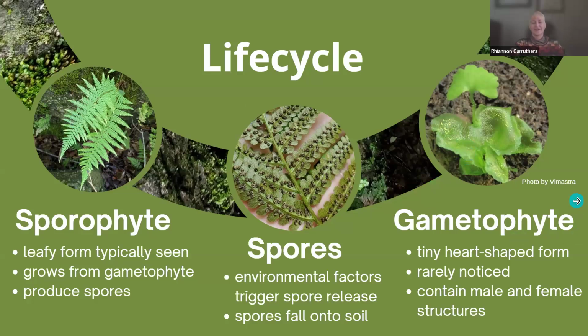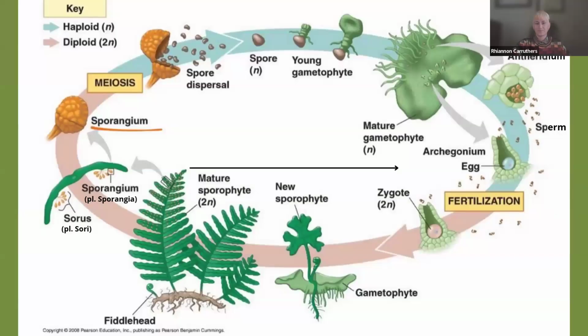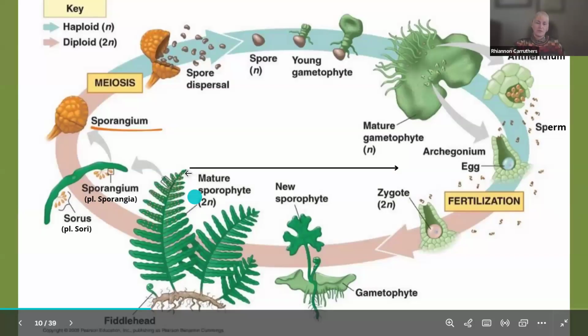So for this next slide, I'm going to go into a bit about the science of the reproduction of ferns. If you're just interested in finding ferns, don't worry about this next slide. But if you're interested in learning about the reproduction, there's some really interesting parts here. So starting with the mature sporophyte, this is what's known as a diploid generation. So this whole section is diploid, meaning that it has two copies of the chromosome.